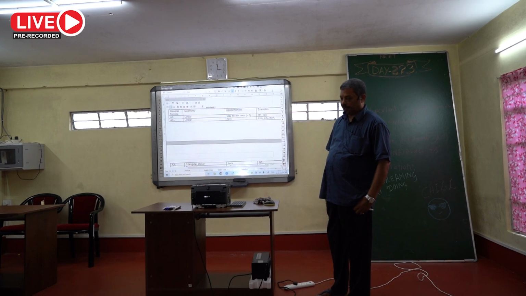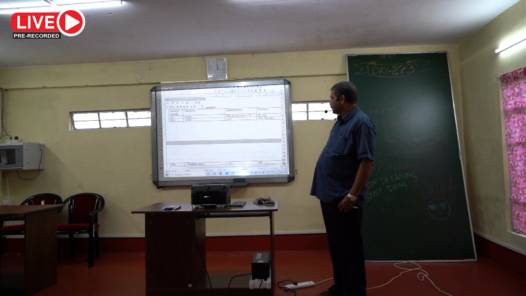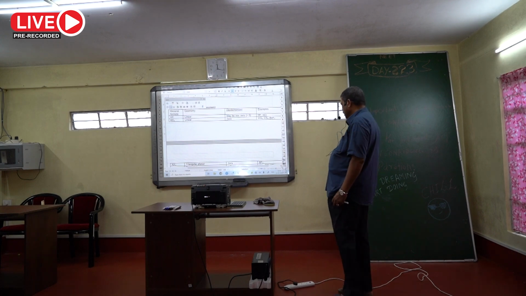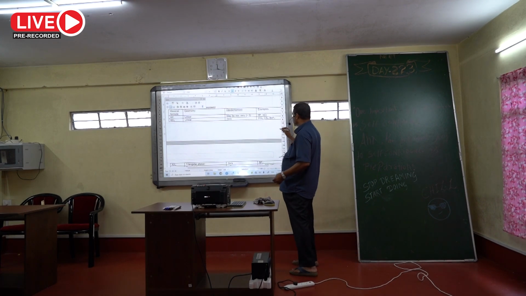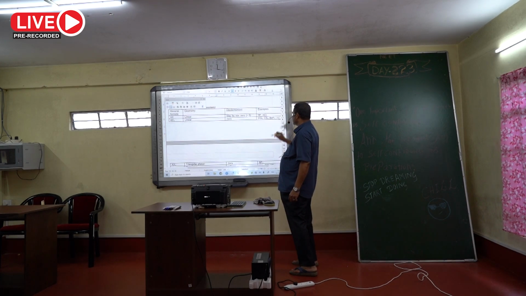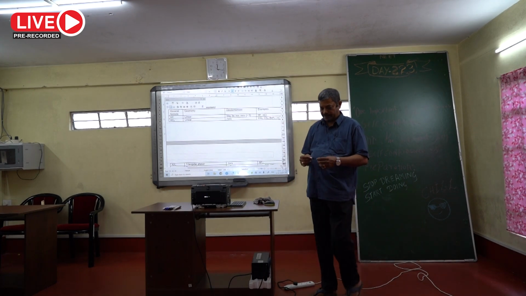Second, AX2 type molecules, they are also linear. CO2, CS2, BeF2, you can add one more, XeF2.